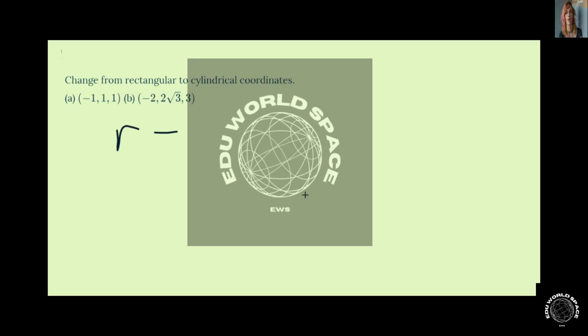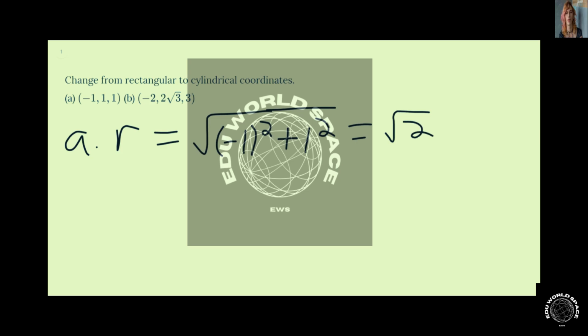To find r, we do the square root of minus 1 squared plus 1 squared. So this is for part A. So we do the square root of the x component squared plus the y component squared. So that's going to be square root of 2.